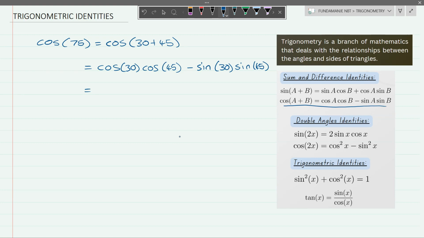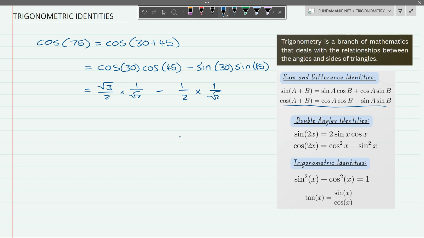Then we can simplify this by now using our special angles. So cos of 30, if you refer to the previous lesson, that would be square root 3 over 2, multiplied by cos of 45, that would be 1 over root 2. Then we say minus sine of 30, that is 1 over 2, multiplied by sine of 45, that is 1 over root 2.